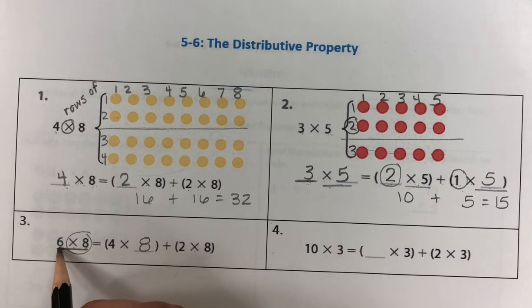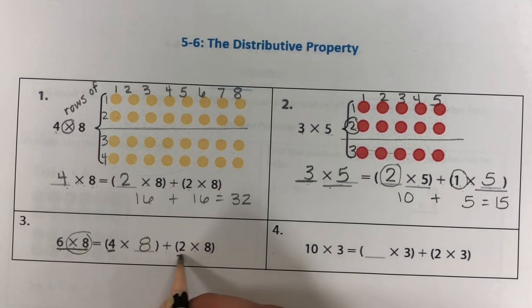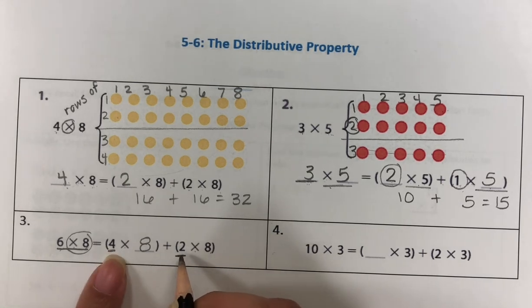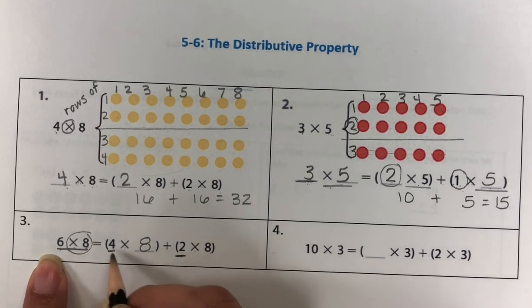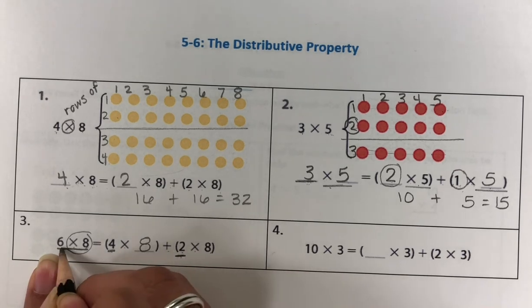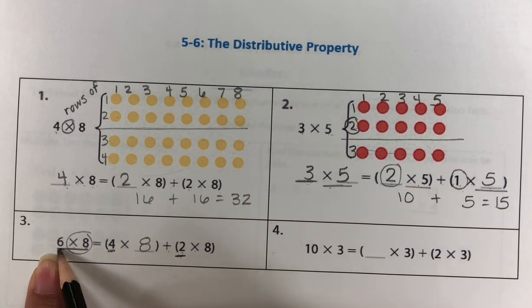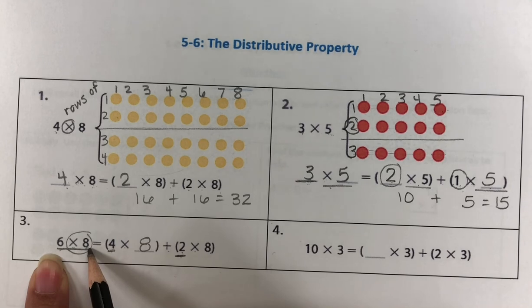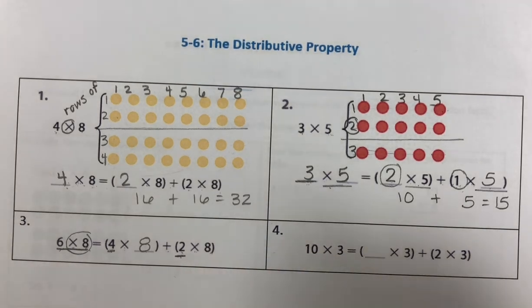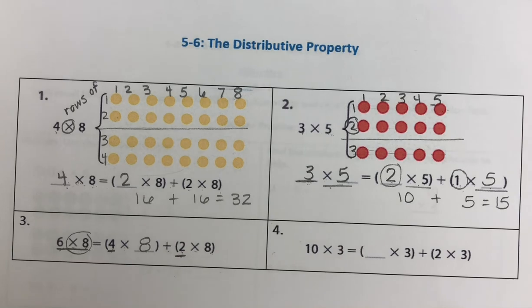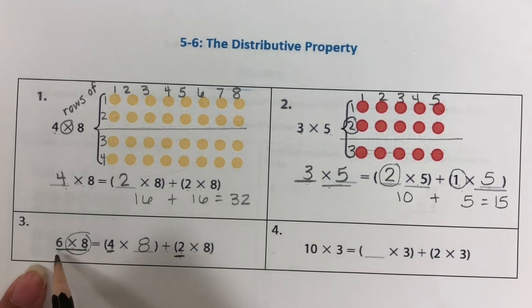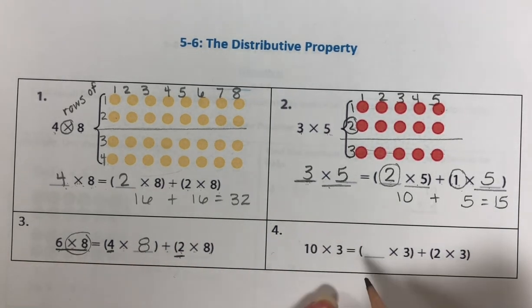All right? So the sum of my first factors has to equal 6, and they do. 4 plus 2 equals 6. So 6 times 8 has been split into 2 basic facts. 4 times 8 and 2 times 8. And basic facts are just smaller equations that we're a little bit more comfortable dealing with than the larger one. Now let's try another one.